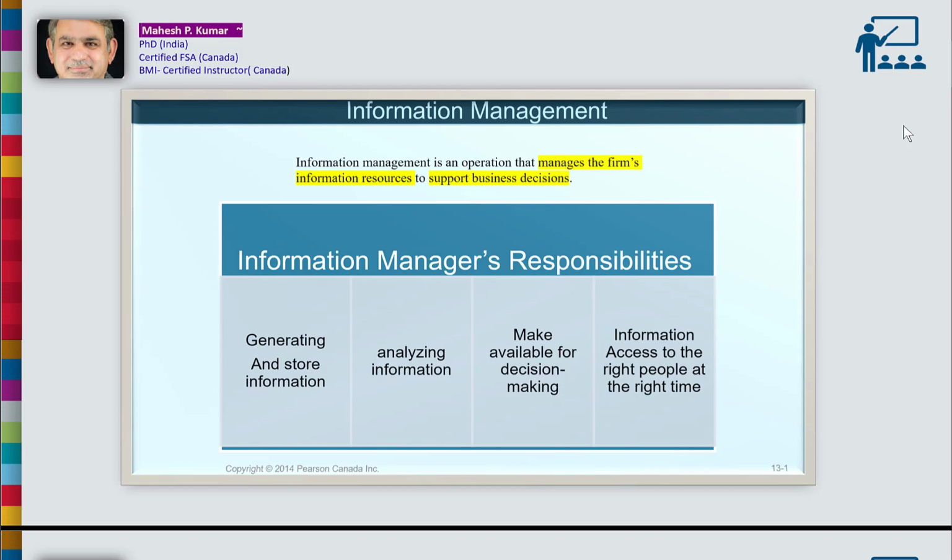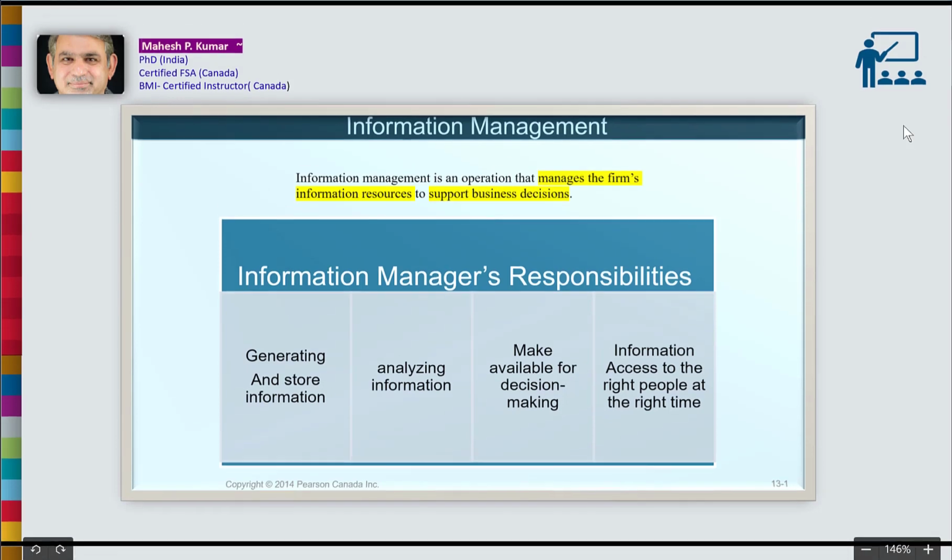Information is important for you as a supervisor or first line manager or middle manager or top level manager. Information is important because it helps you manage the firm's resources through supporting business decisions. So information is actually one of the resources, right? We talked about various resources, and as a manager you have many resources at your disposal, and information is one of those resources. So you have to handle information as one of the resources because it would help you as a business supervisor and manager to make decisions.